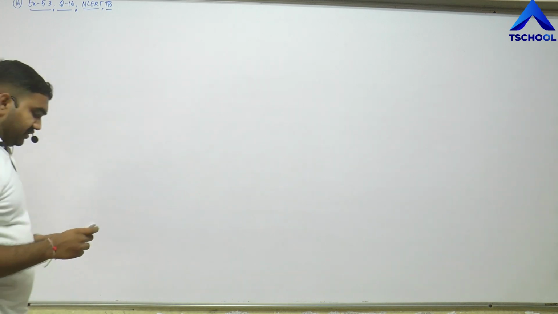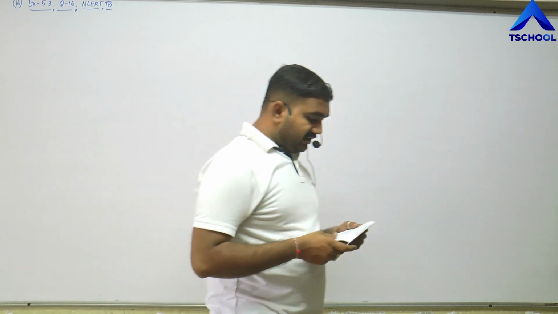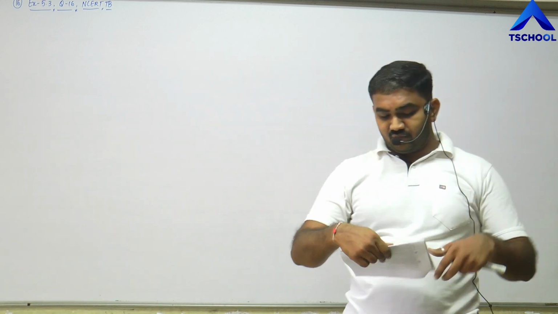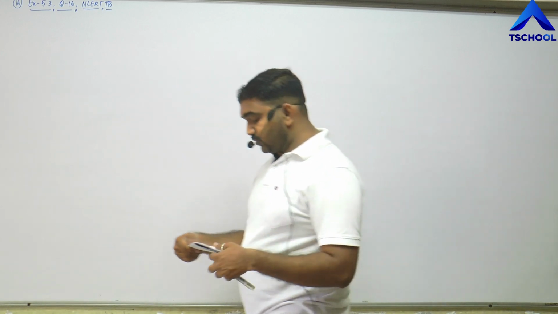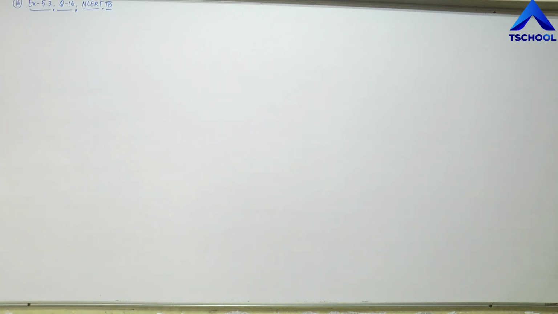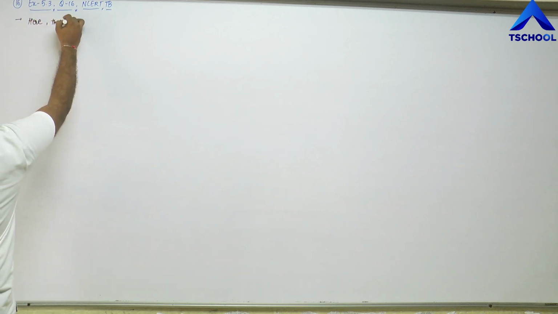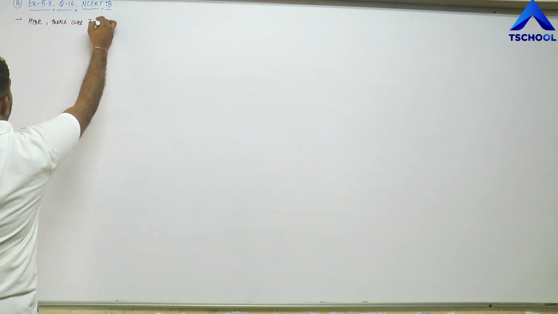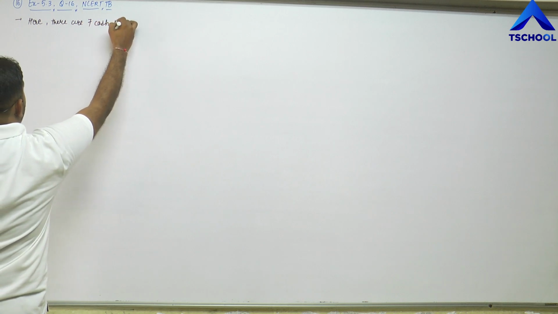I am reading the question that a sum of rupees 700 is to be used to give 7 cash prizes to students of a school for their overall academic performance. If each prize is rupees 20 less than its preceding prize, then find the value of each of the prizes. Right? So there are 7 cash prizes.